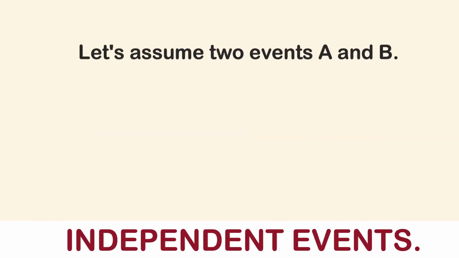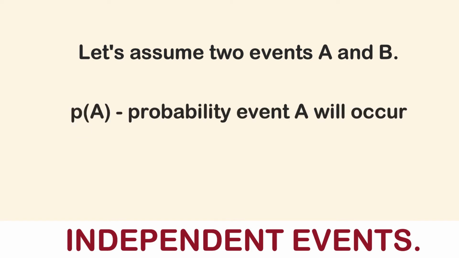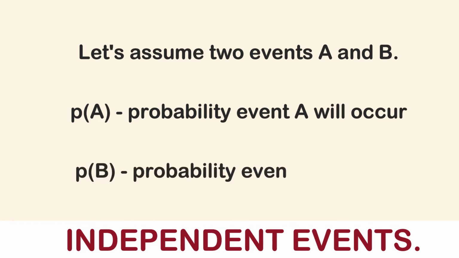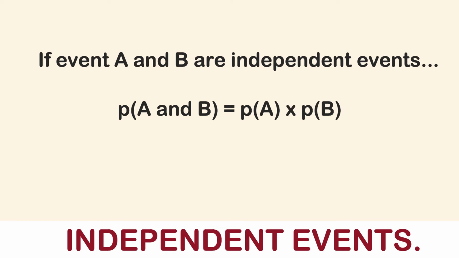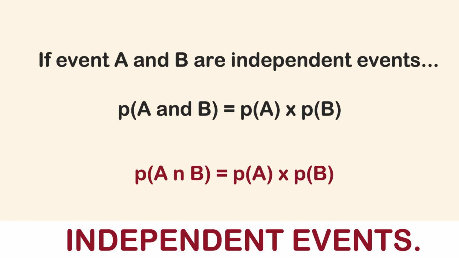Let us assume we have event A and event B. The probability that event A is going to occur is given as P(A), and the probability that event B is going to occur is given as P(B). If event A and event B are independent events, the probability of A and B is going to be equal to the probability of A times the probability of B. Or we can say the probability of A intersection B is equal to the probability of A times the probability of B.